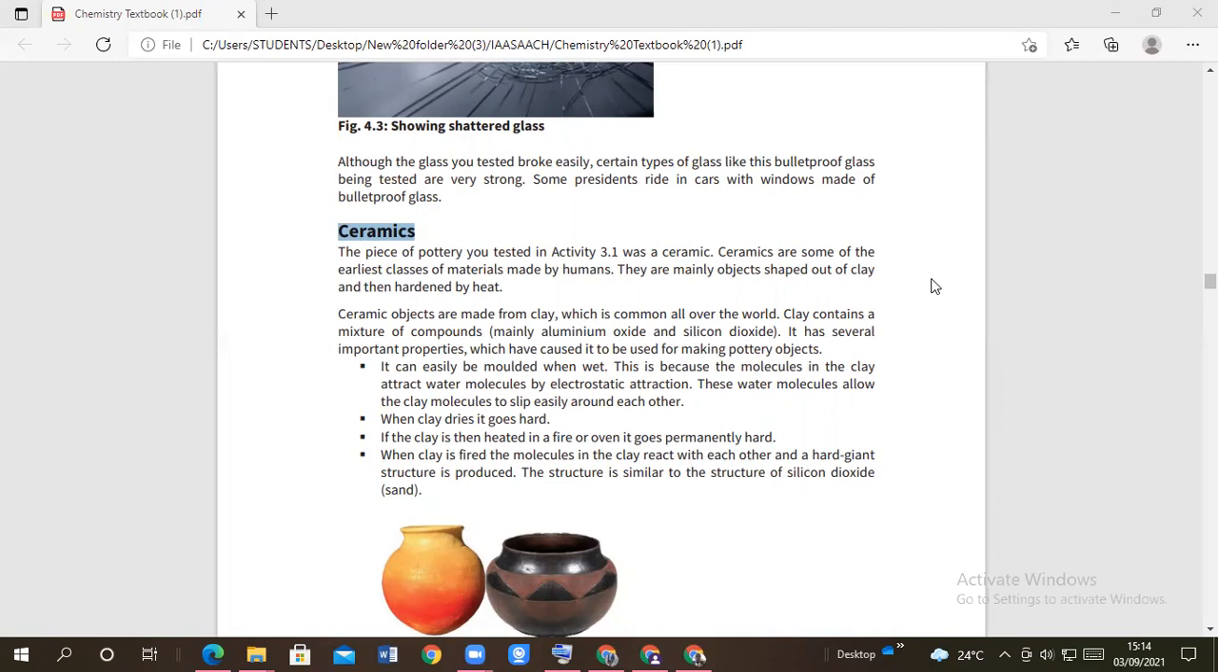Sand is used for building. Can't I use concrete for making pots? You can. But what is the problem? Is there any problem if I use concrete for making pots?